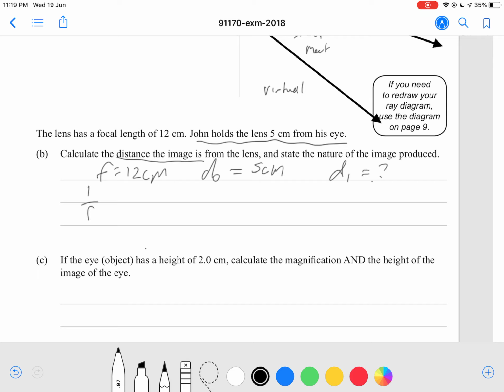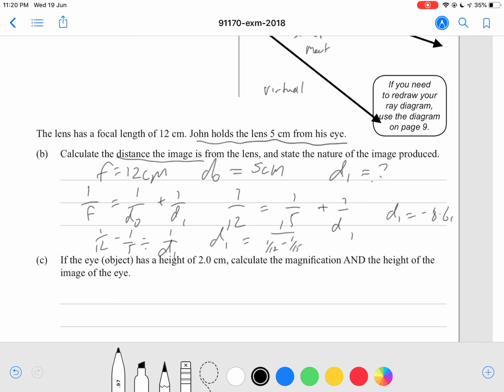We're going to use the equation 1 over f equals 1 over do plus 1 over di. So 1 over 12 equals 1 over 5 plus 1 over di. Therefore 1 over 12 minus 1 over 5 equals 1 over di. Di equals 1 divided by (1 over 12 minus 1 over 5), and that should give you your di as negative 8.6 centimeters. So our distance of image is negative 8.6 centimeters.